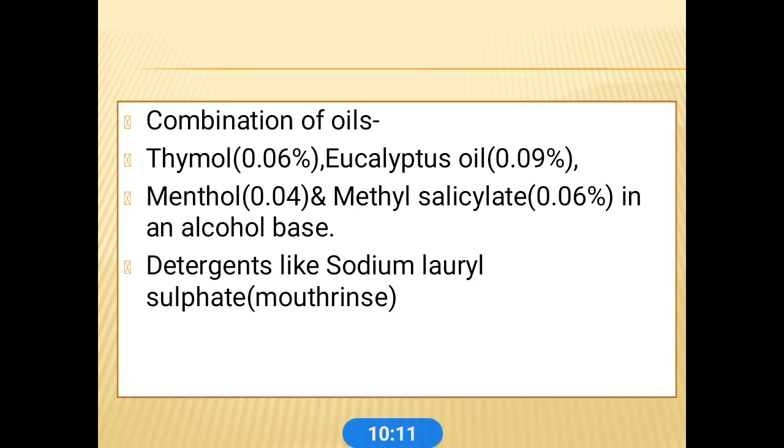Next, a combination of certain oils shows beneficial actions, like thymol, eucalyptus oil, menthol and methyl salicylate in an alcohol base, which is also effective for controlling dental plaque. Detergents like sodium lauryl sulfate mouth rinses are also another option for this treatment.